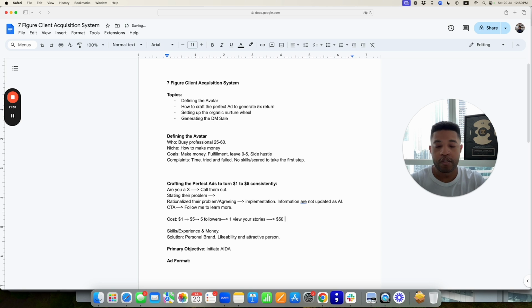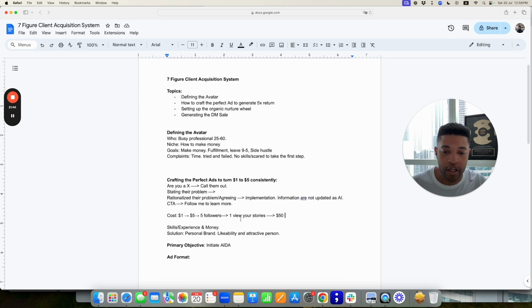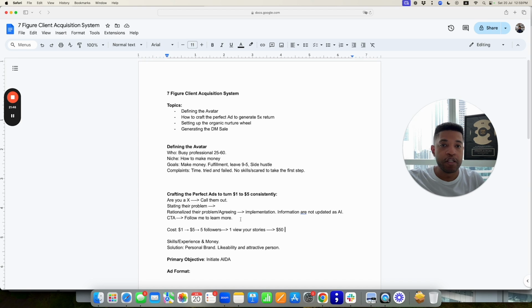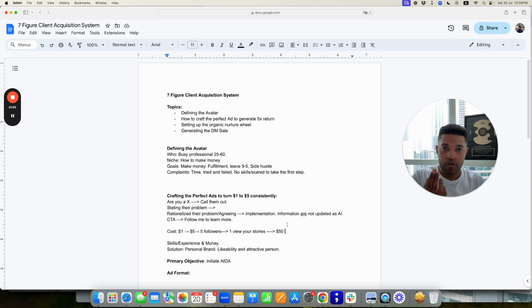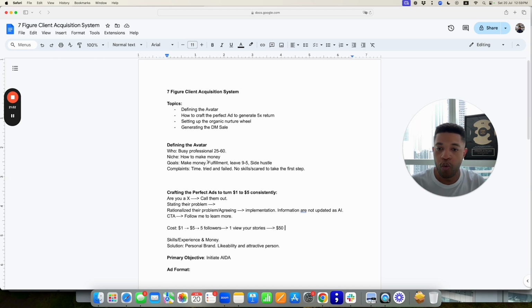And out of those 10 people, only 1 of them ends up buying. So it costs $50 to make a sale, if you look at the numbers this way. Now, obviously, the numbers might change. Maybe it's 1 out of 30, 1 out of 40. But the cost really becomes so much less once you utilize the aspect of the organic nurture wheel.